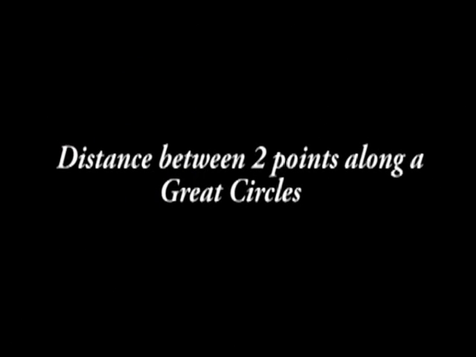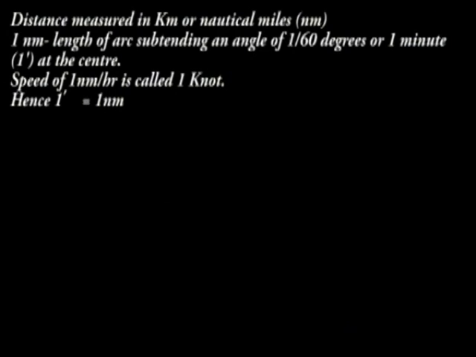The distance between 2 points along a great circle. All longitudes are great circles. Only one latitude, that is the equator, is a great circle. The distance between 2 points along a great circle is measured in kilometers or nautical miles.